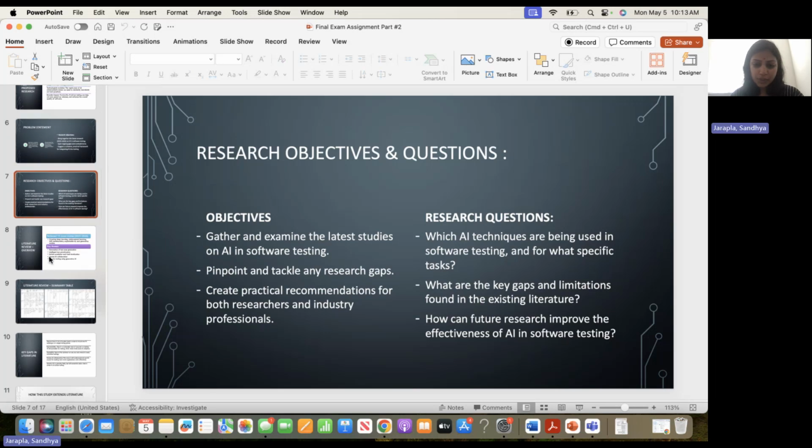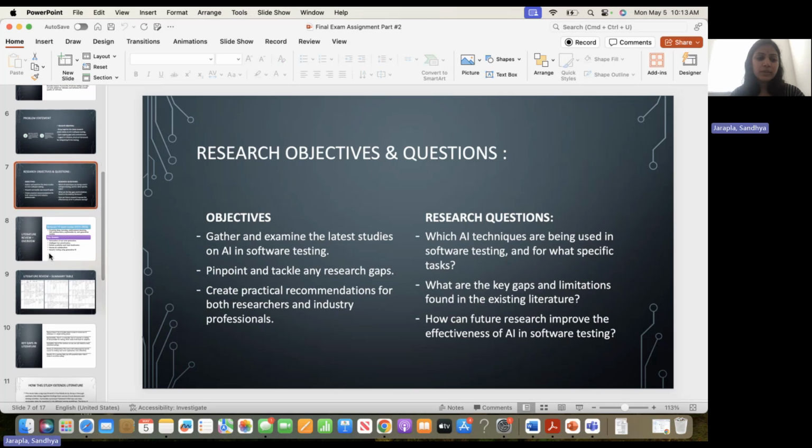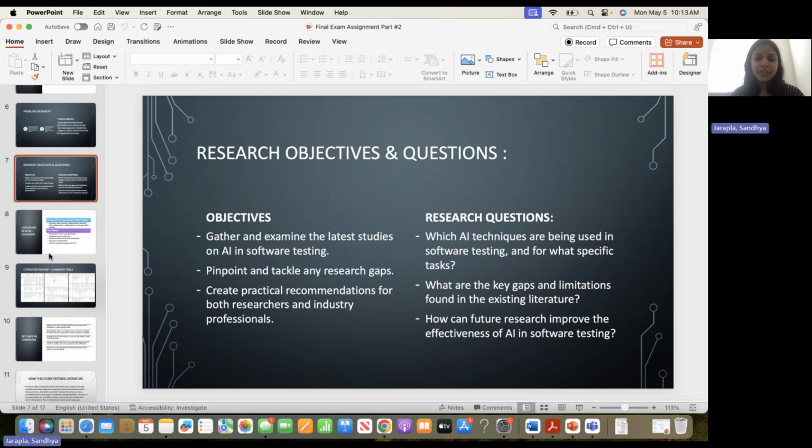Coming to the research questions: what AI techniques are being used and for what testing tasks, and what are the key limitations in the current literature? And how can future research improve AI's effectiveness in testing? And that would be it for the research objectives and questions. Moving on to the literature review overview.